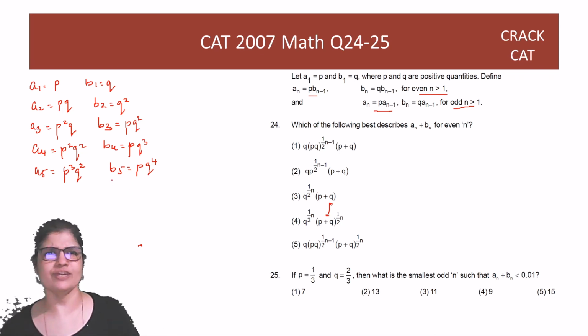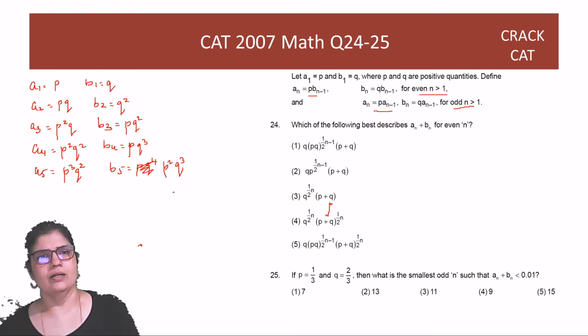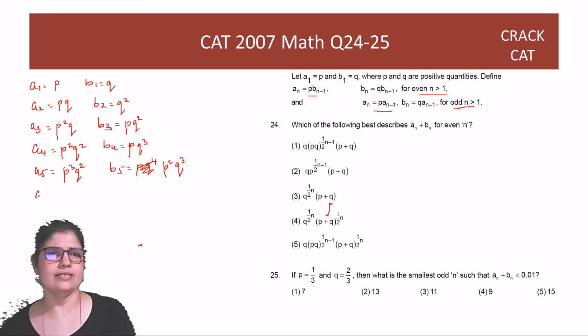B5, I'm just checking, guys. It is going to be for odd, right? Q into the A1, so it's going to be P square Q cube, sorry. And finally, when we do A6, you will get P cube, Q cube. So A is very clear to see.